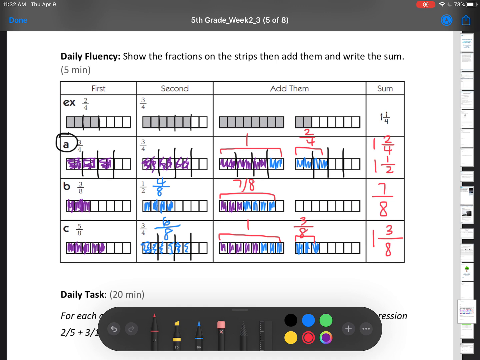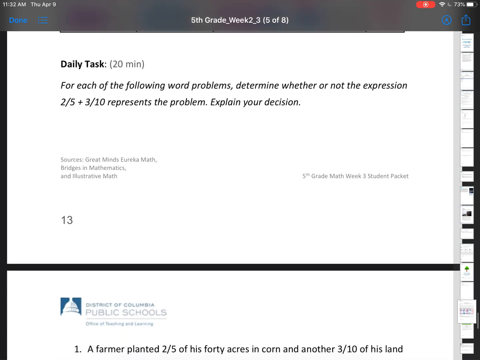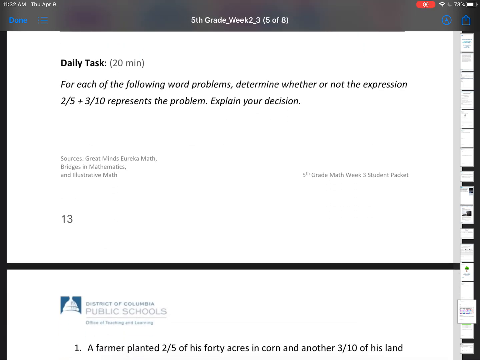Do you see how that visual really helps you? It makes it a lot easier to see the equivalent fractions and to add fractions with 2 different denominators without having to use the multiplication and create equivalent fractions. Okay? So go ahead and take a minute, finish that up, make any corrections. All right, and then we will move on to our daily task.